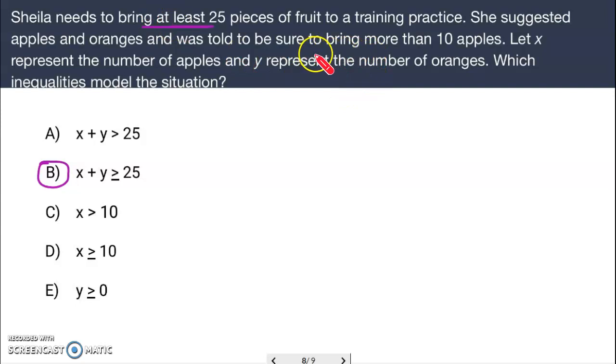Alright, and she needs to bring more than 10 apples. X is the number of apples. C, if you're greater than, you are more than. So we still have the number of oranges. It could be all oranges, could be 0 oranges, could be some combination thereof. But because we really don't have a constraint, as long as she is greater than or equal to 0, that would represent the number of oranges. The situation doesn't say how many apples beyond more than 10. It could be all 25 as apples, which would encompass 0 for the number of oranges.